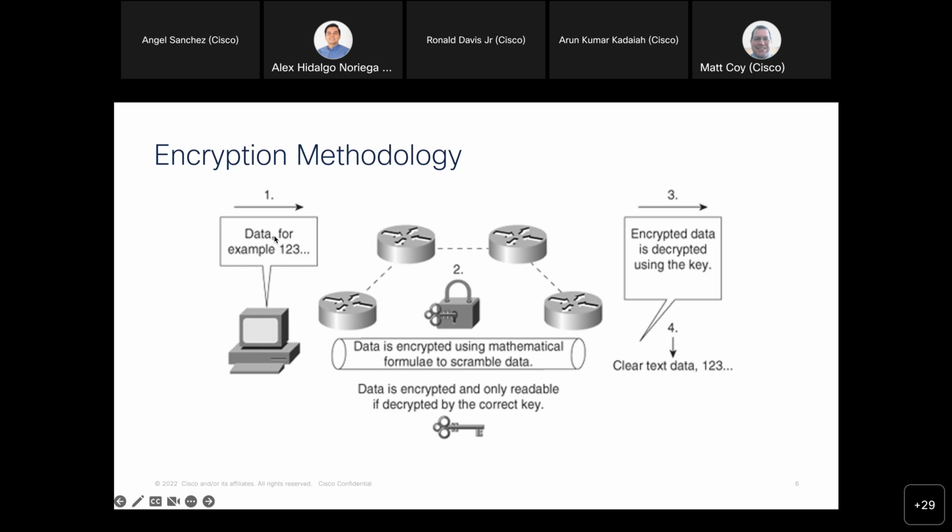And in this case, we will send first the plain data. In this example, 1 to 3. This is encrypted and only readable if decrypted by the correct key. So with the correct pre-shared key, the data is encrypted using a mathematical formula to scramble data, and upon reception on the other side, the same pre-shared key is used to decrypt this data, and we now get the clear text data again. This will prevent a man-in-the-middle attack, because if a sniffer positions himself in any of these endpoints and gets the information that we are sending, they won't be able to know what this packet contains.